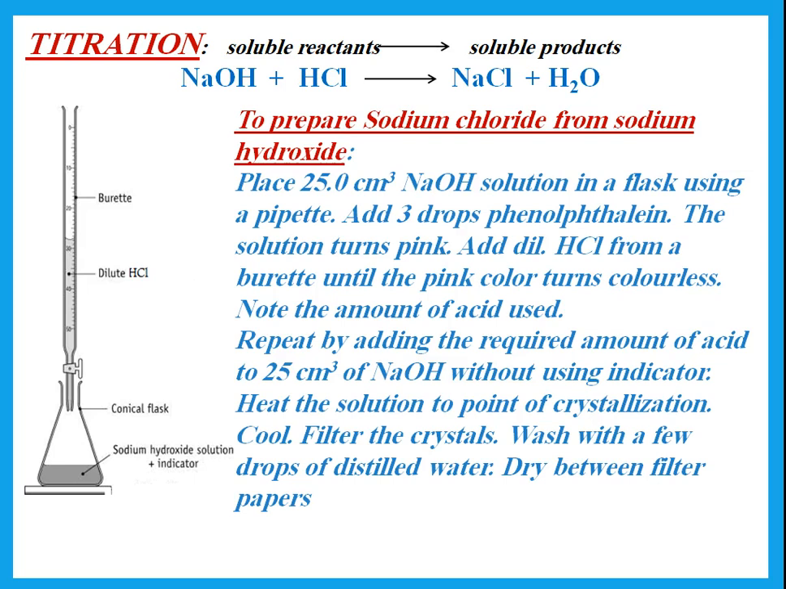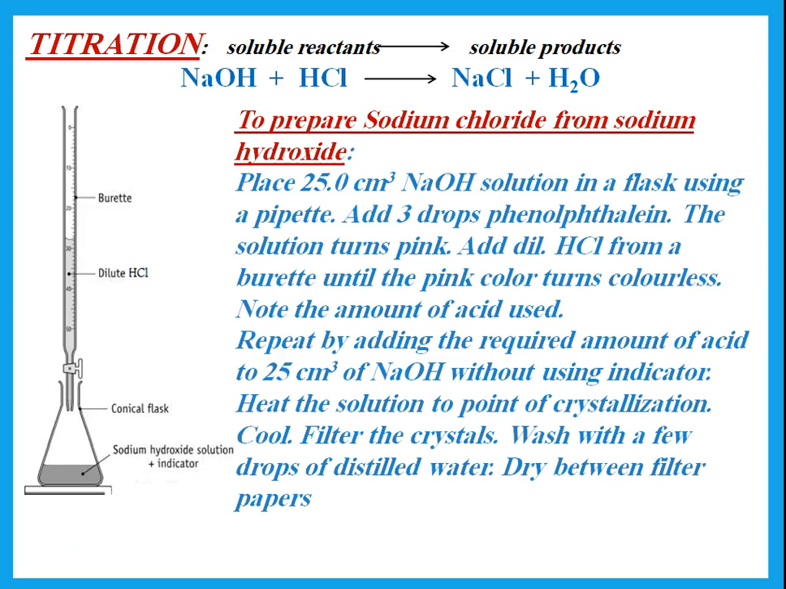Now I'm going to add dilute hydrochloric acid from the burette, drop by drop, gradually, until I want the solution in the flask to become neutral. What is the color of phenolphthalein when it is neutral? It's colorless. So I add dilute hydrochloric acid gradually from a burette until the solution in the flask turns colorless. Now I note the amount of acid used. How much did I need? For example, I needed 27 centimeter cubed, for example. So now I know that if I put 25 centimeter cubed of sodium hydroxide, I will need 27 centimeter cubed of the acid.